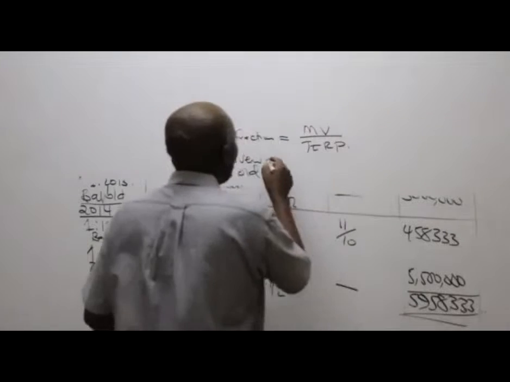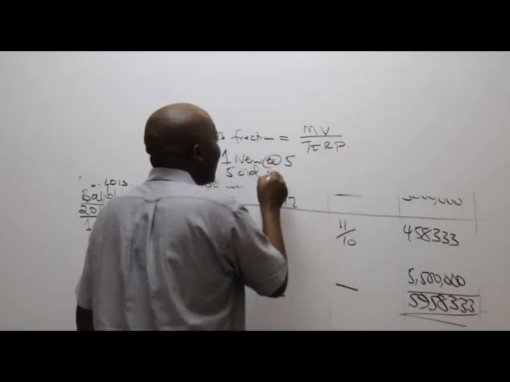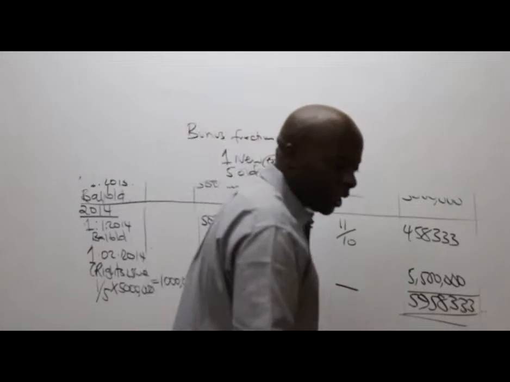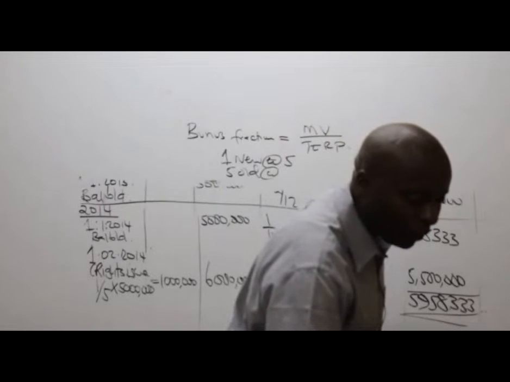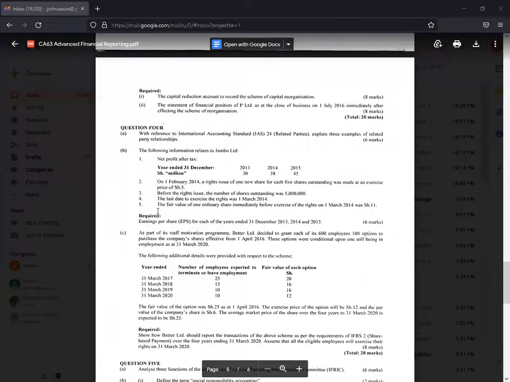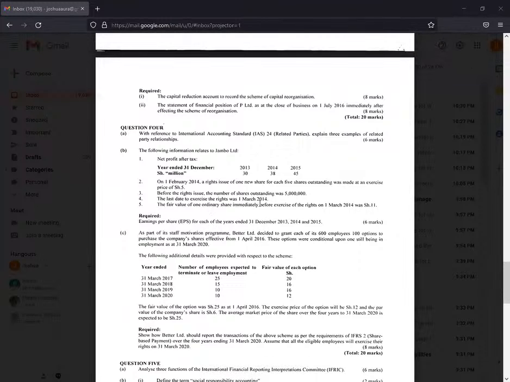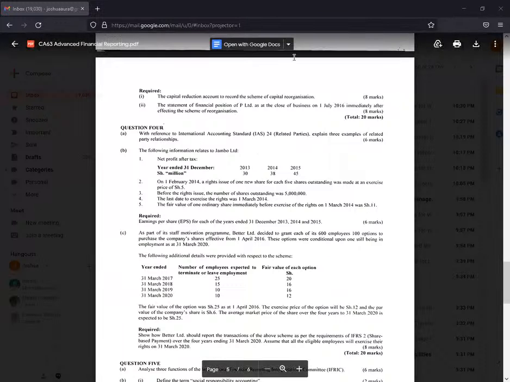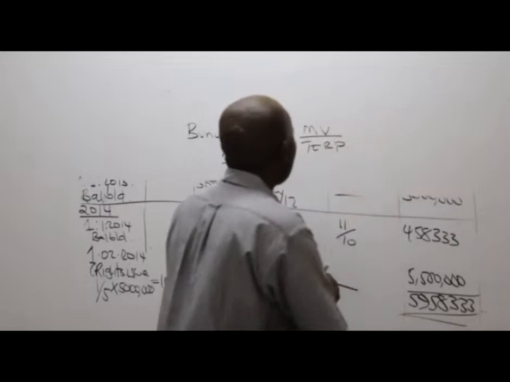So this 1 new is at 5, and then the 5 old shares, each one of them was going for 11 bob. Each one of them was going for 11 bob. So the old here, the fair value of 1 ordinary share immediately before exercise of the rights on 1st March 2014 was 11. So times 11 like that.